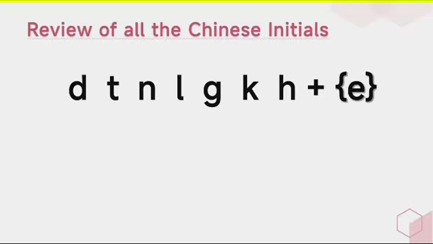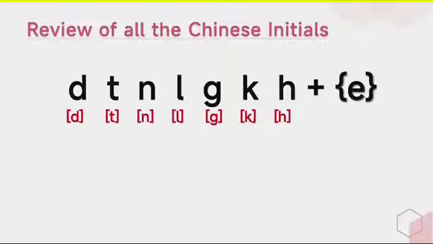There are 7 initials in the second group, and they all contain a hidden vowel in pronunciation. D, t, n, l, g, k, h. To get their phonetic sounds in syllables, we can refer to the English words bed for d, hot for t, net for n, lock for l. Pay attention to the difference between the nasal sound n and the lateral sound l.